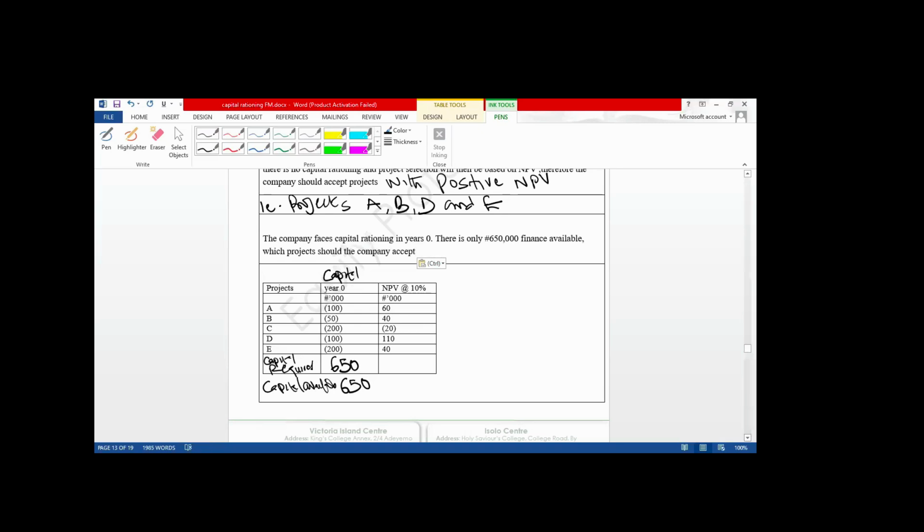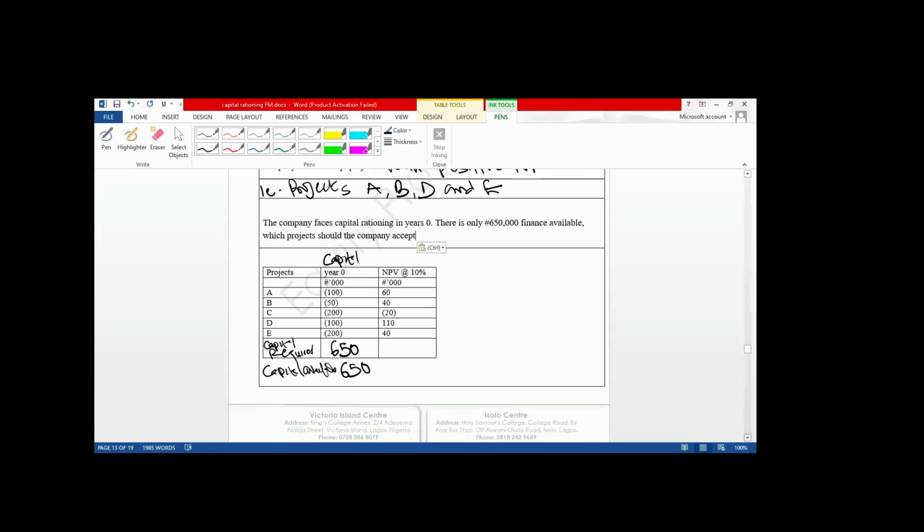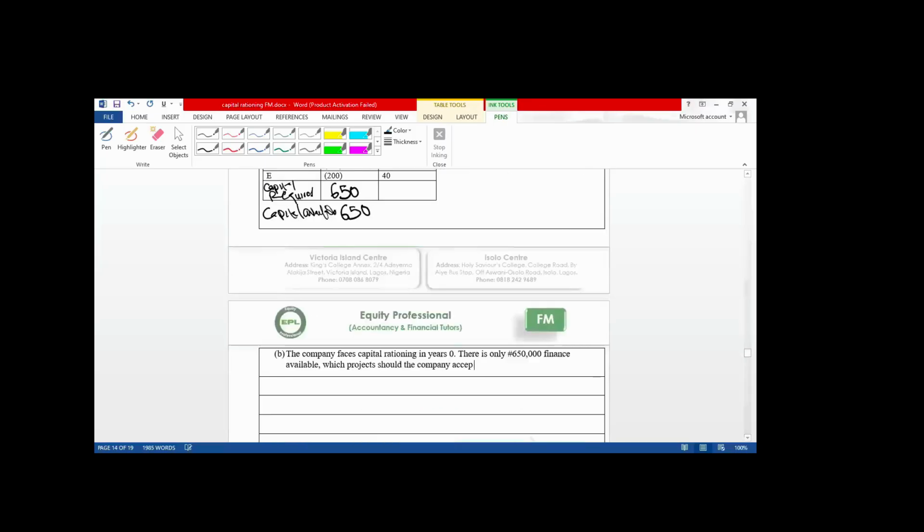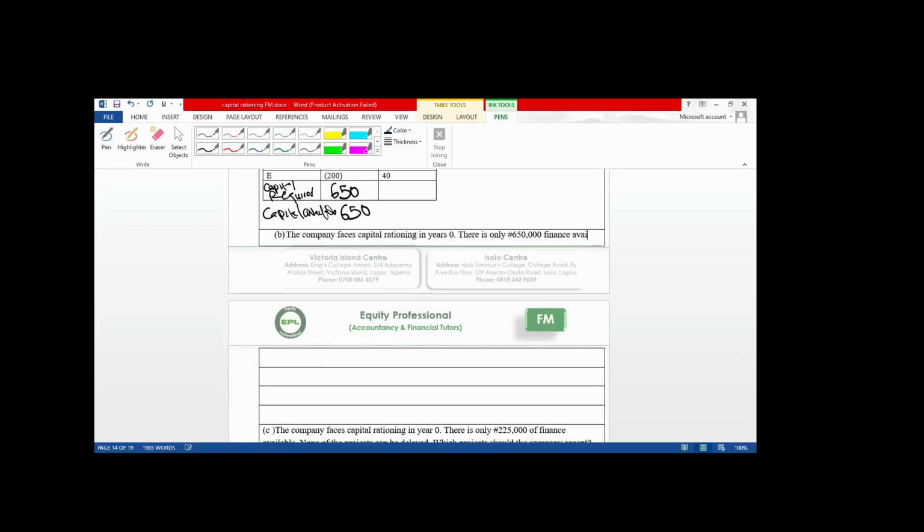So your comment will be, there is no capital rationing, because capital available is equal to capital required to fund all projects. Write it. Our comment here.